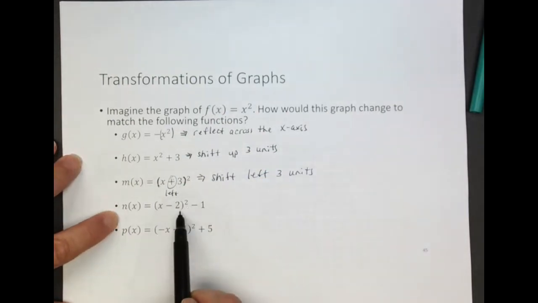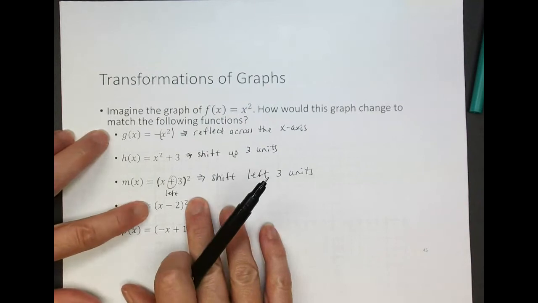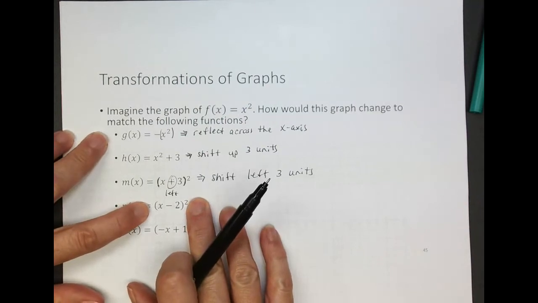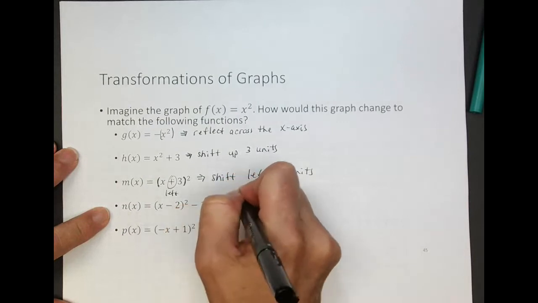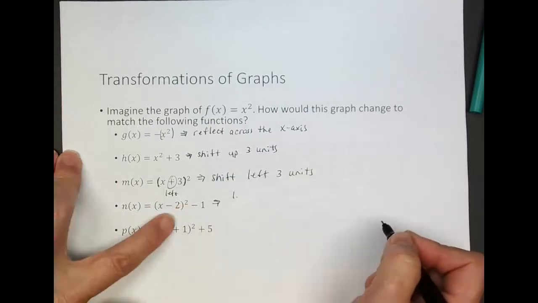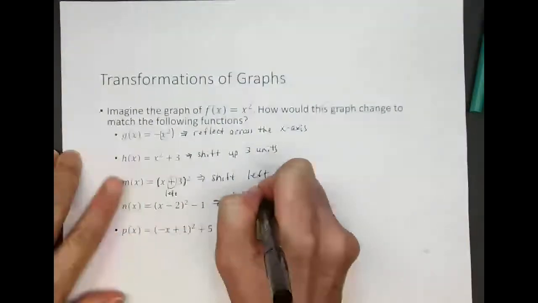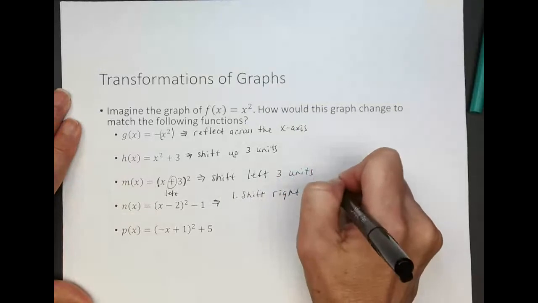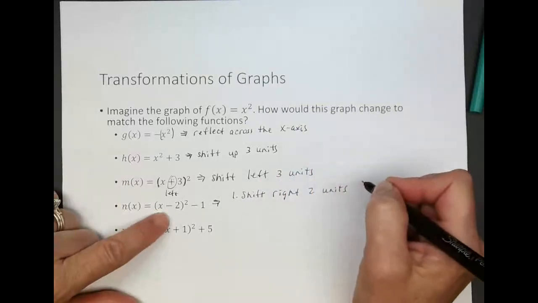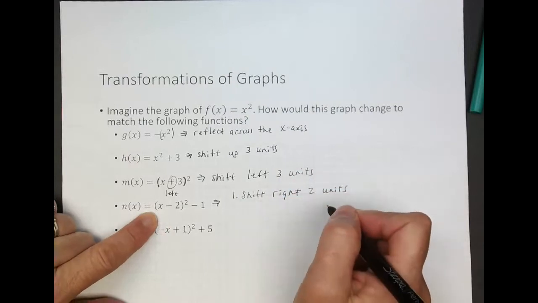Okay, with n of x, look, there are 2 transformations going on. First, let's look at what's happening here. Well, we're subtracting from the input, or subtracting from the x. So there are 2 things going on. First, we're shifting right 2 units, because we're subtracting 2 from the input. That's a shift right 2 units.